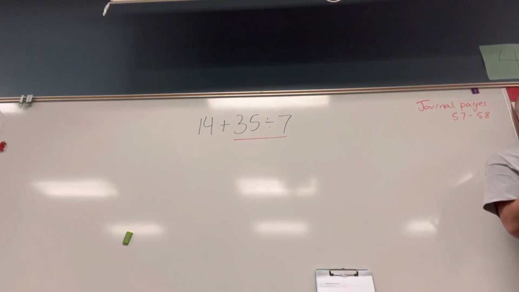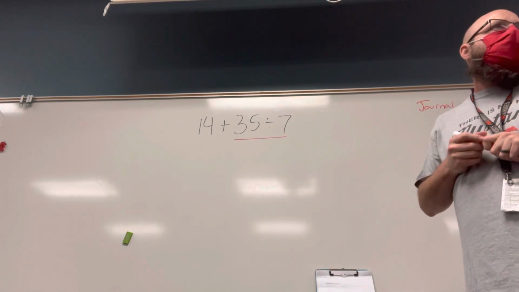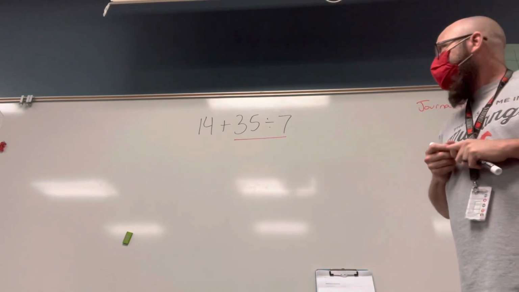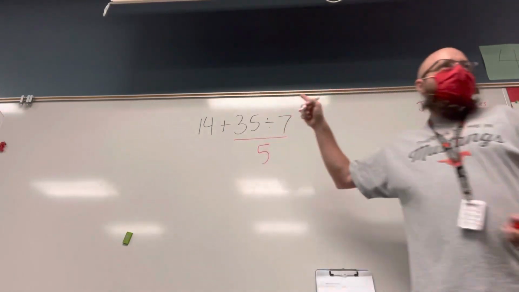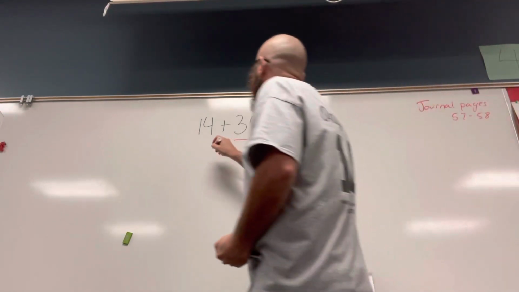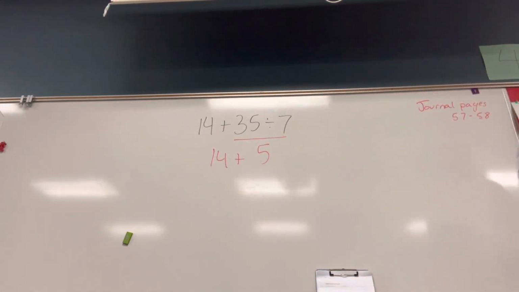Otherwise, I got to remind you, when I did this problem, then you didn't do it right. So Jordan, 35 divided by 7 is? God bless you. Oh, 5. So I have eliminated that operation. I'm moving down. I only have one operation left. So Tenley, 14 plus 5 is?